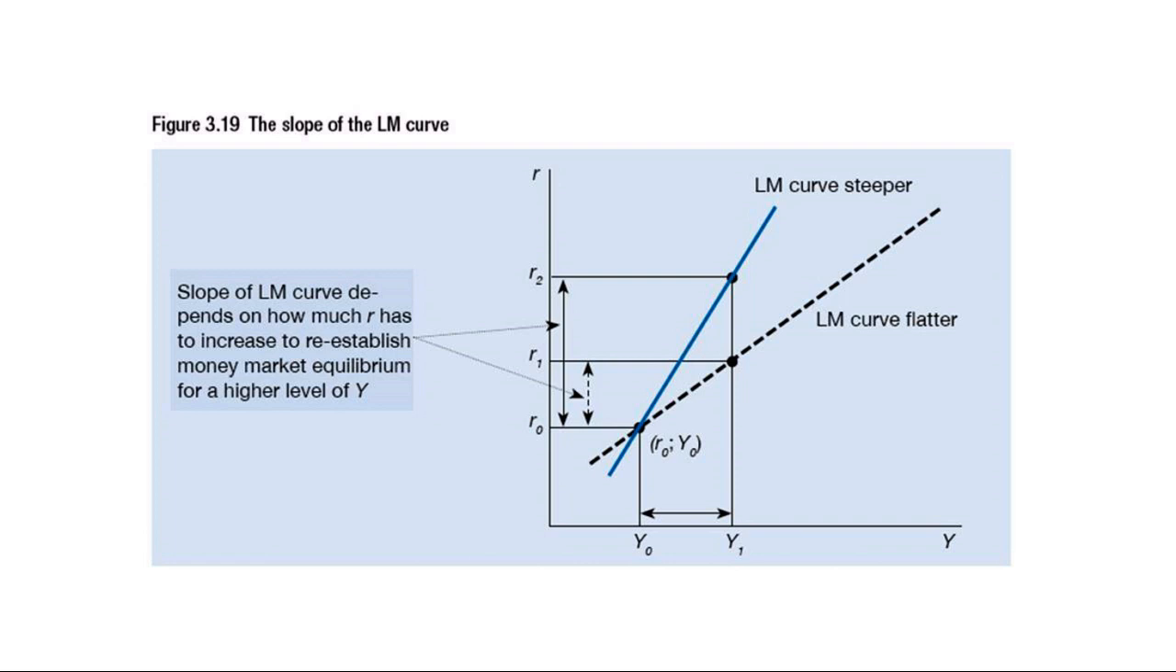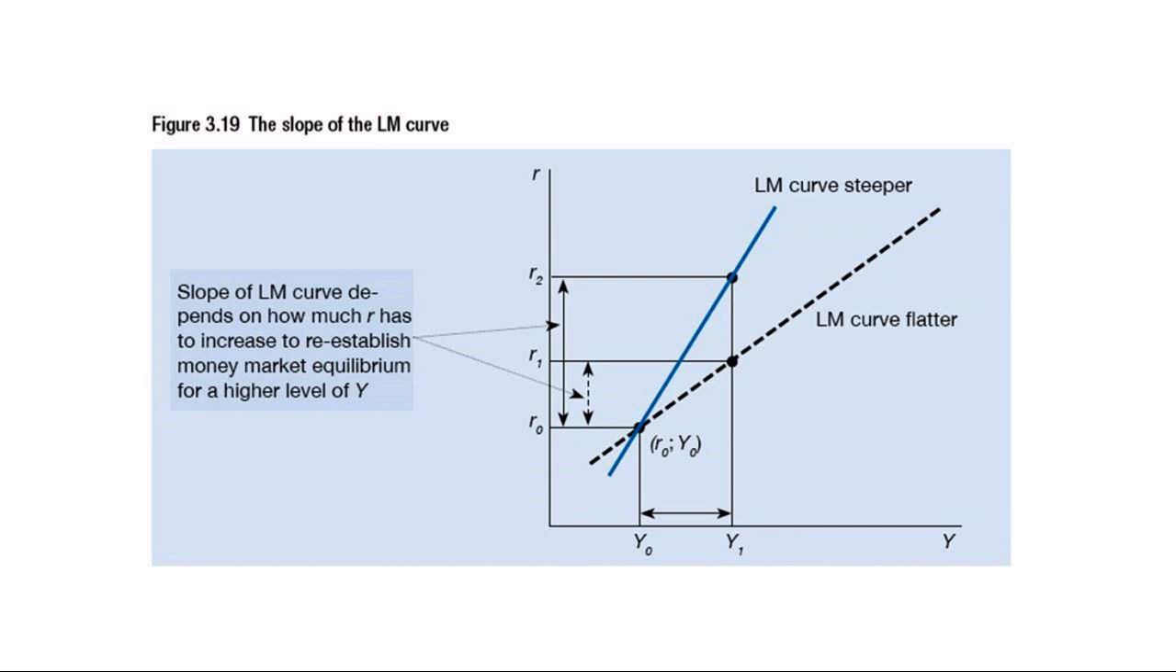So you can see the book explains this in figure 319, saying that the slope of the curve depends on how much interest rates have to change to re-establish money market equilibrium when there is a change in income. So if income increases from Y0 to Y1, that means that you have to make an adjustment via the demand for money, but how big that change is in terms of the interest rate increase then depends on the steepness of the LM curve. And we'll talk about this in a later video.